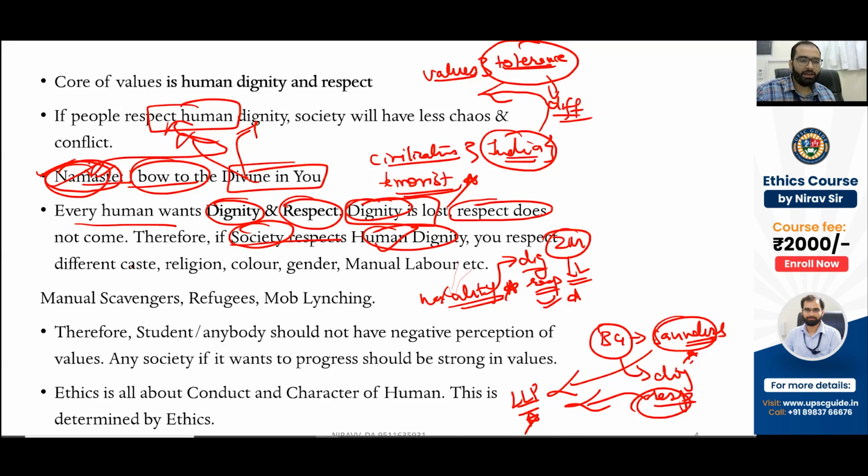You can say automatically we would be respecting all the castes, all the religions, color, gender, and manual labor. Our problems regarding manual scavengers would be solved, our problems regarding refugees would be solved, our problems regarding mob lynching would be solved. Why did the refugee crisis come? Values are not mandatory to be the same for two people, it depends upon the perception.